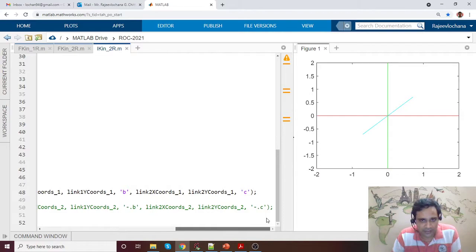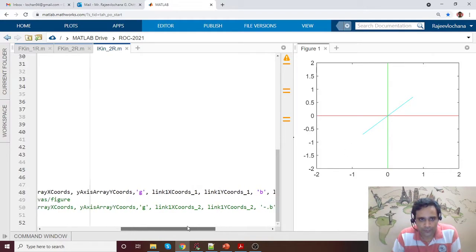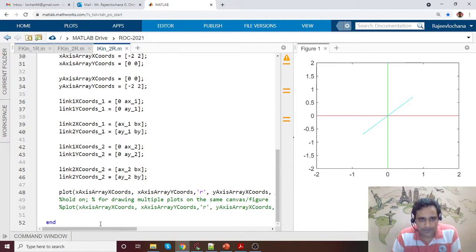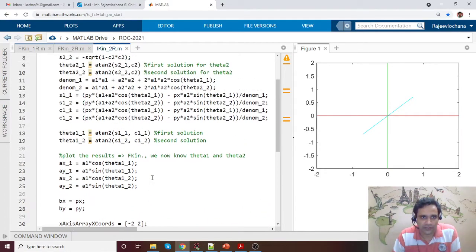So B and C, cyan. So B is there, it is going like that. So there is some issue. Px, Py. Theta 2 itself is not correct.